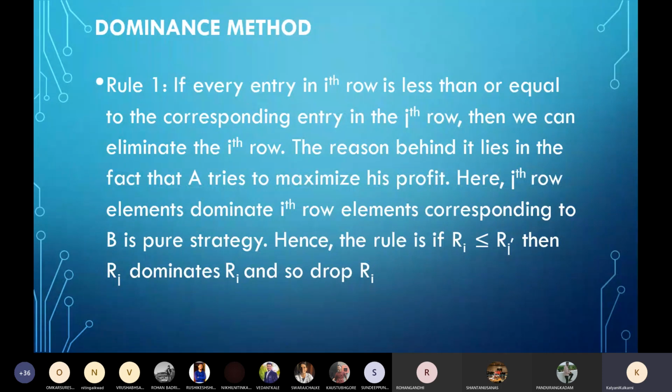Okay, is it over? Shall we see what is rule 2 then? Have you finished rule 1? Yes.